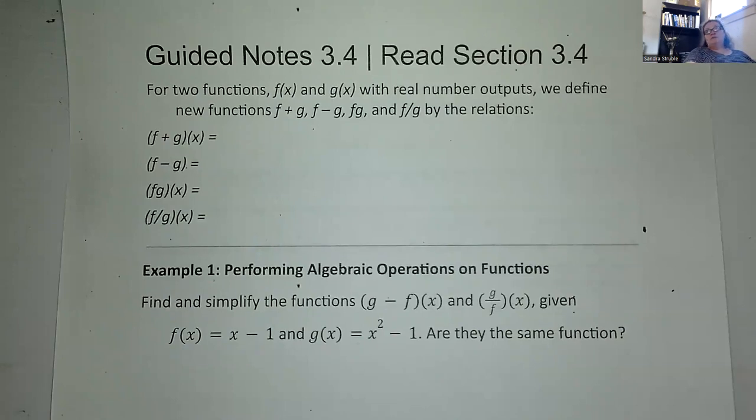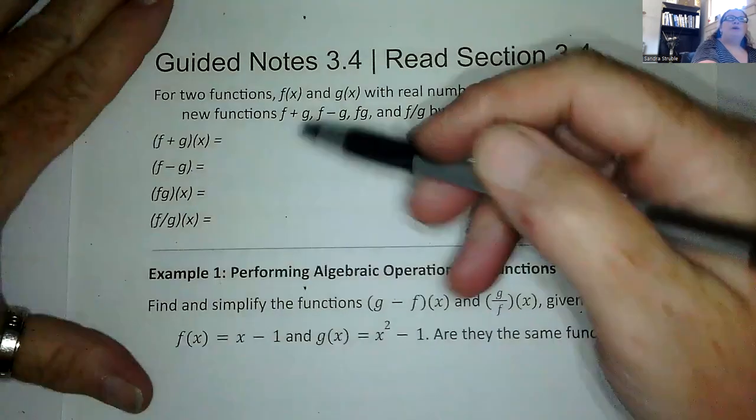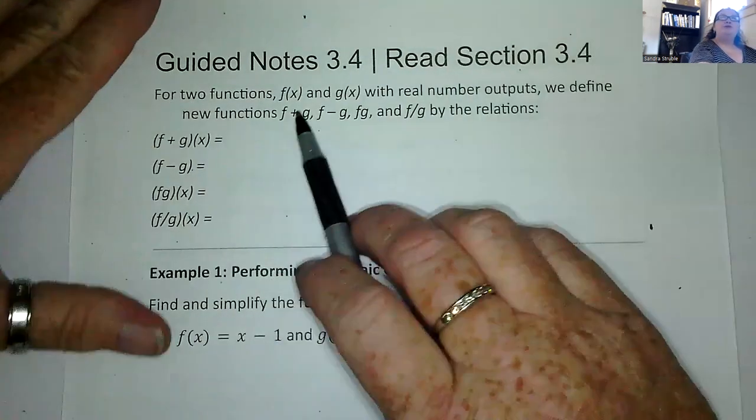I know I say this all the time, but I really like this section a lot. I love composition of functions. I think they're really fun. But you have to understand what a function is.